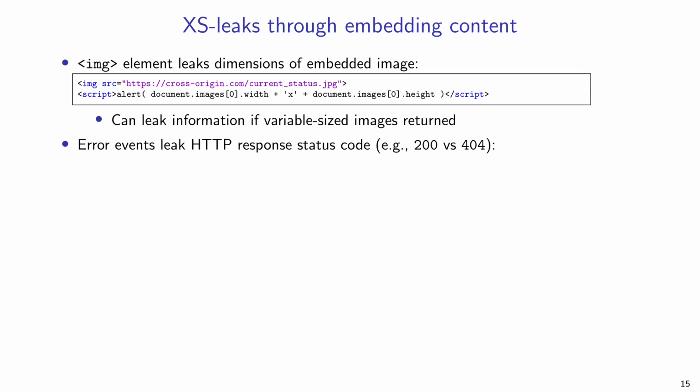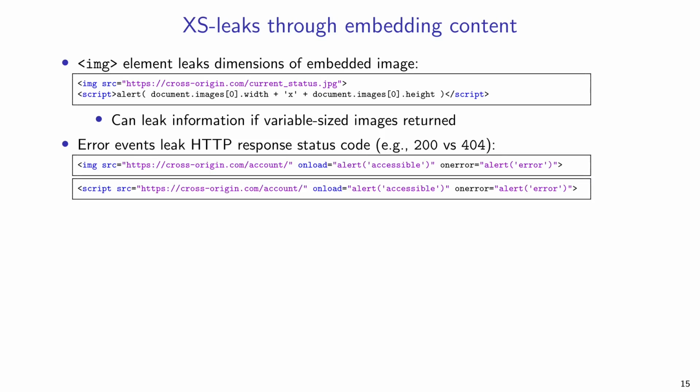Then, error events can be used to leak the HTTP response status of an embedded resource. For example, if the onload event is triggered, we can learn that a success status was returned, while firing the onerror handler would indicate that the response returned an error. This can leak information if the resource is only accessible to privileged or authenticated users. This method can also be used to check if the user's internet connection has access to the resource or it is firewalled. And just to note, using a script source is usually more reliable than using an image source.